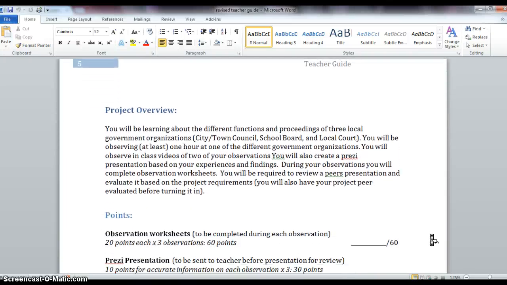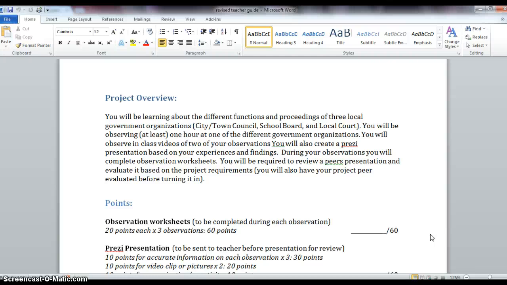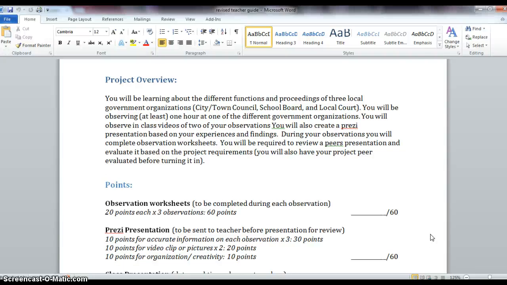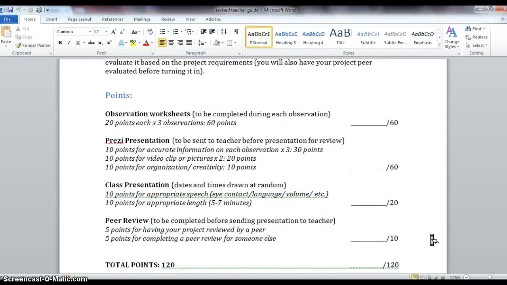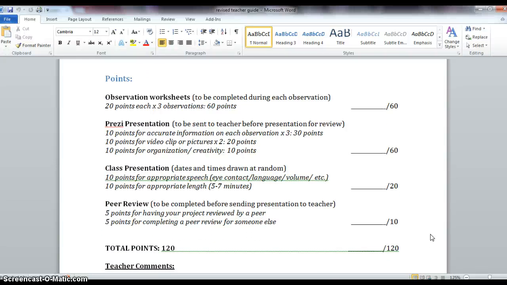Then page 5 is where the students would have all of this content as well. It gives a brief overview of the project. It says you'll be learning about the different functions and proceedings of three local government organizations. They'll be observing at least one hour at one of the government organizations, and two would be via video in class. They're required to create a Prezi presentation based on their experiences and findings. They have to review one of their peers' presentations as well based on the project requirements, and it breaks down the different points they would get for each of the project requirements.